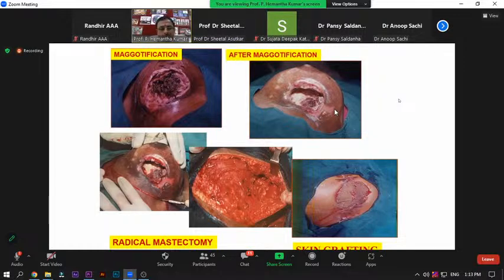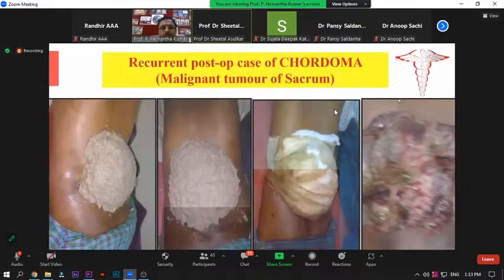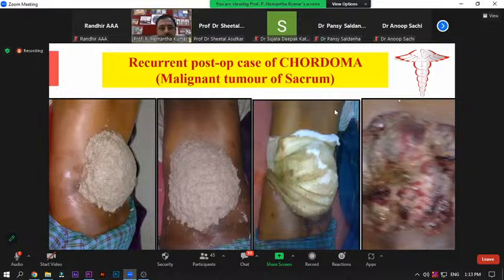See, in this case, what happened? After reducing the size of the breast and reducing the vascularity, we posted for radical mastectomy followed by skin grafting. This is another case, a post-operative case of chordoma, already operated in modern medicine. Then again there was a recurrence. Then we applied this to the malignant tumor of the sacrum and reduced the size of the growth.